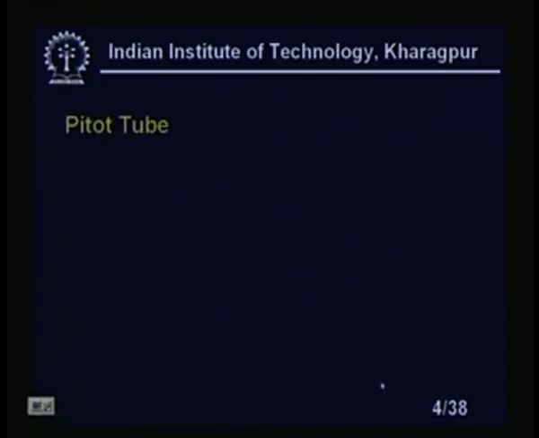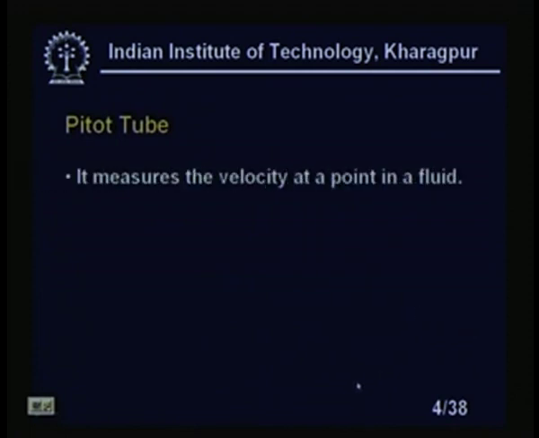Now the pitot tube, you see it is like this. It measures the velocity at a point in a fluid. That means it measures velocity at a particular point, unlike the orifice meter and venturi meter, which measure over an area along the pipe. The pitot tube measures the velocity at a particular point in a fluid. This is very important.